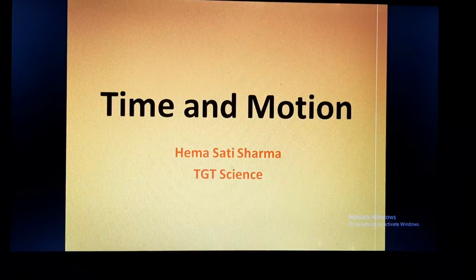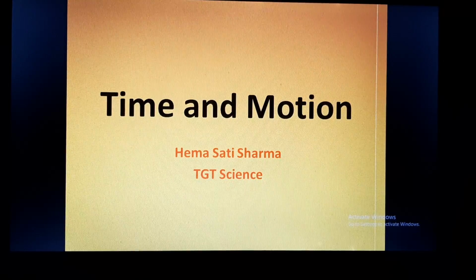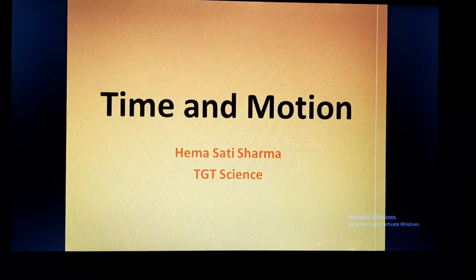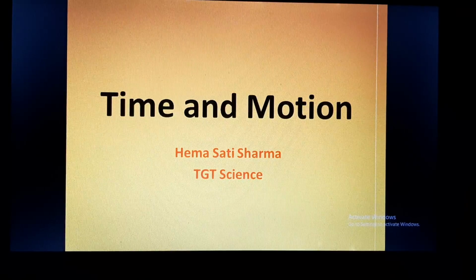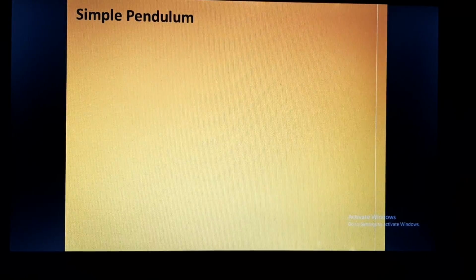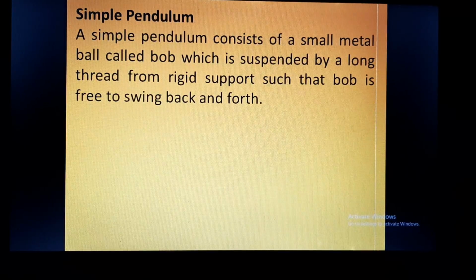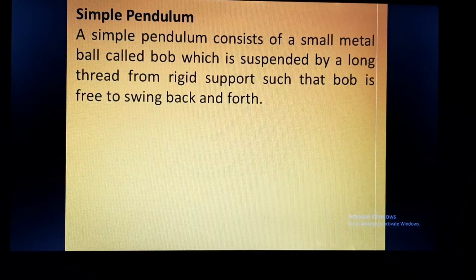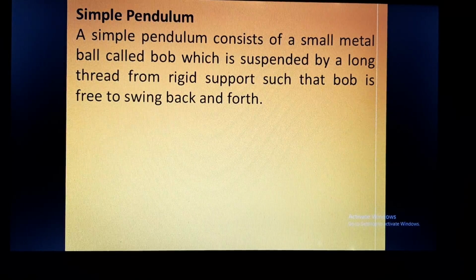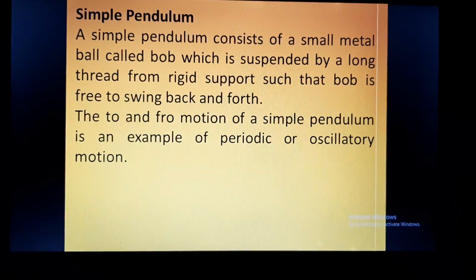In our previous lecture we discussed what is motion, how time is measured, and the unit of time. So in today's lecture we are going to discuss the simple pendulum. A simple pendulum is a device consisting of a small metal ball, and this ball is called the bob. This metal ball is suspended by a long thread from a rigid support such that the bob is able to freely swing back and forth.